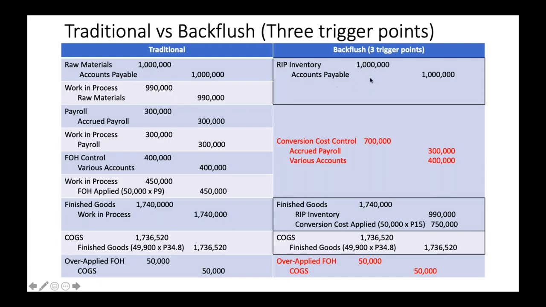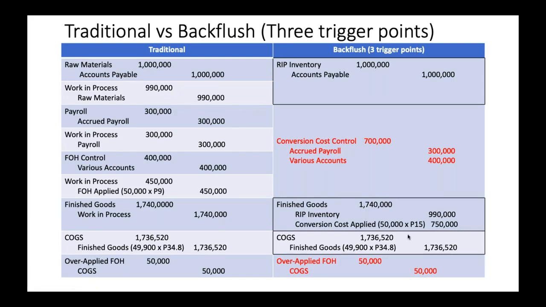Okay, and then we produce the product. I mean, we put the raw materials into production. And at the end of the process, we will be producing some finished goods. Now, upon completion of the production process, this is another trigger point. We will do an entry on trigger point number 2, which is upon completion of the production. So upon completion, we recognize finished goods 1,740,000.